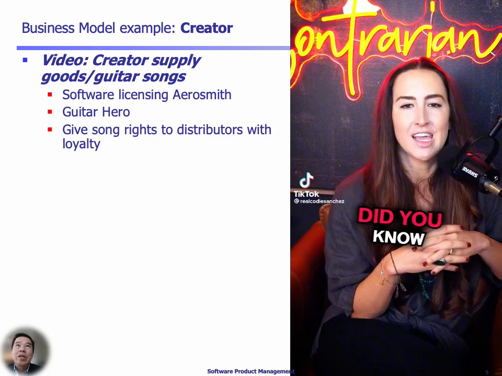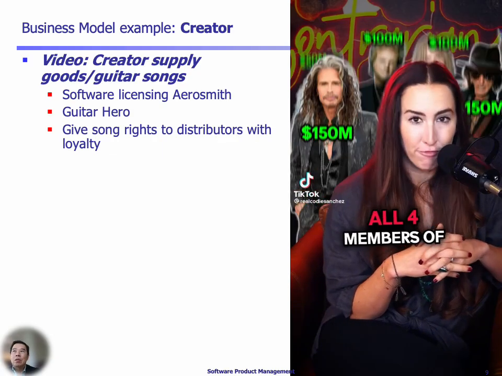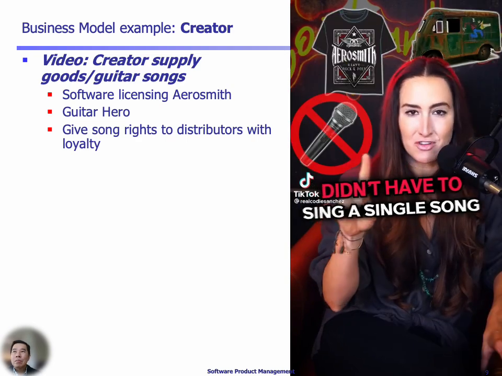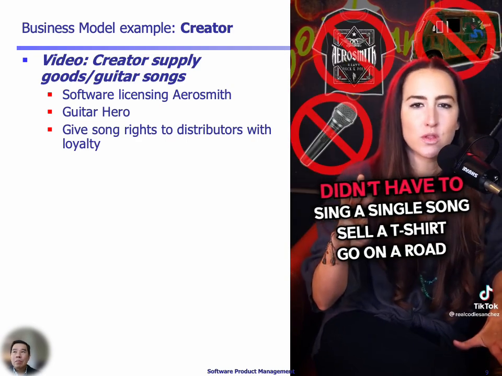Let's begin with the creator. You are a songwriter, Aerosmith, and you wrote a bunch of fantastic songs, and let's see how you make money out of those. Did you know all 4 members of Aerosmith are worth more than $100 million? Didn't have to sing a single song, sell a t-shirt, go on the road. It was this one thing, Guitar Hero.